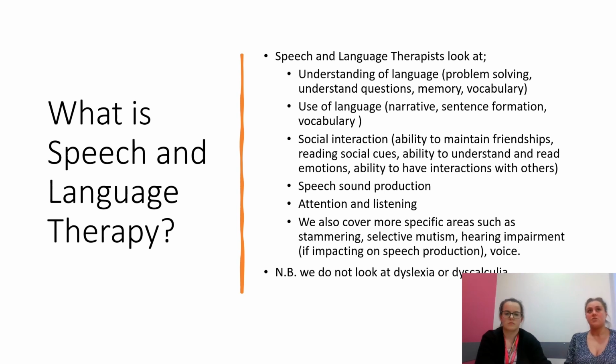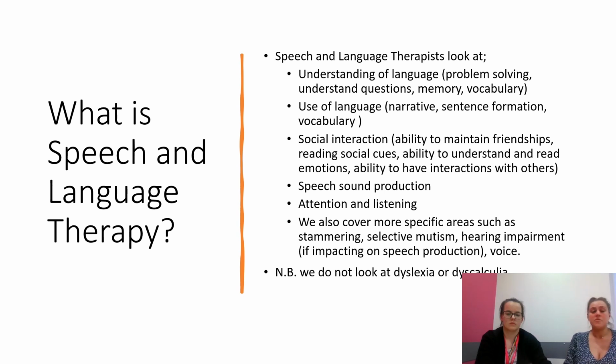We also look at how students use language, so how they put words into sentences, how they make their sentences, how they might be able to tell a story. We cover social interaction as well. So social interaction looks at maintaining friendships, it looks at emotions, it looks at social cues, facial expressions, body language, things like that, and just how people generally interact with each other. Speech sound production, so how the sounds are made. We also look at attention and listening, and we cover specific areas as well.